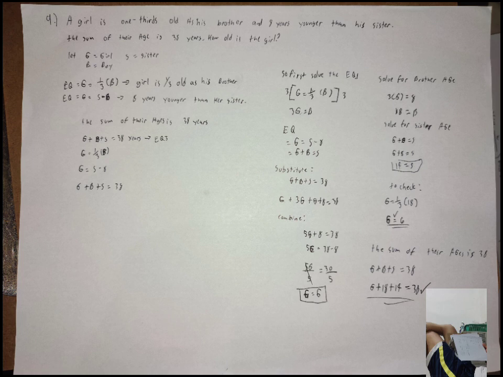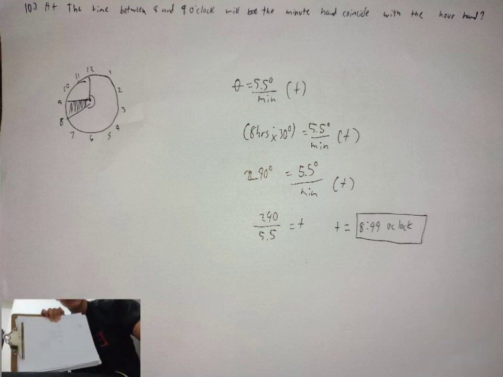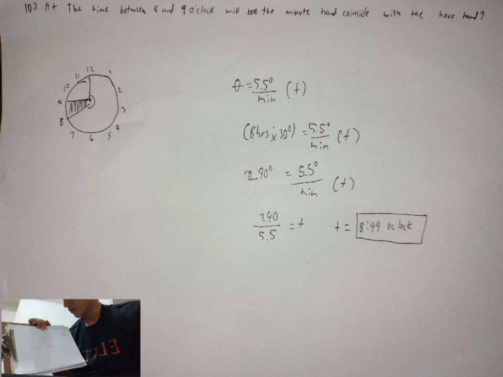So to check if the answer is correct, girl is equal to 1/3 multiplied by 18, which equals 6. The sum of their ages is 38. So girl plus boy plus sister is equal to 38. So the given ages here are 6 plus 18 plus 14, which is equal to 38. That's all for this one.